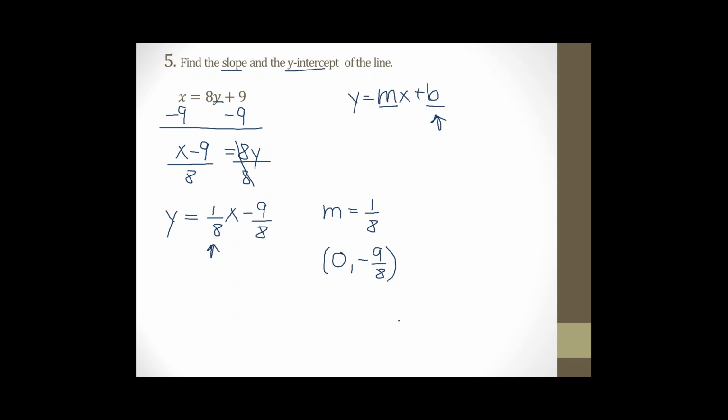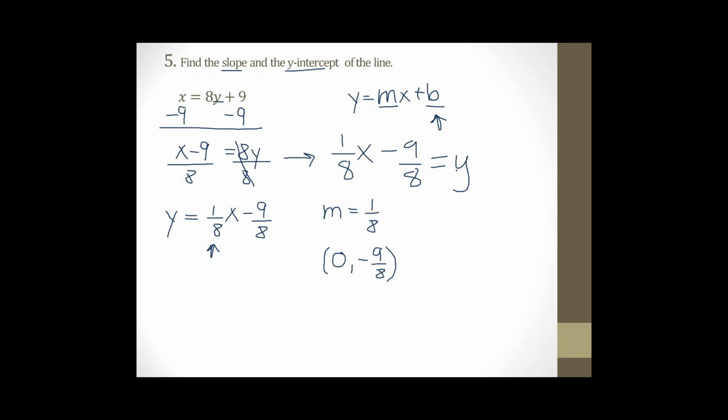After you subtract 9 from both sides. Okay. Oh, she probably got lost when I switched equations. So to try to clarify how we finished number 5, remember when she subtracted 9 from both sides, she wanted to isolate y. So at this point here, she basically had 1 over 8x minus 9 over 8 equals y.